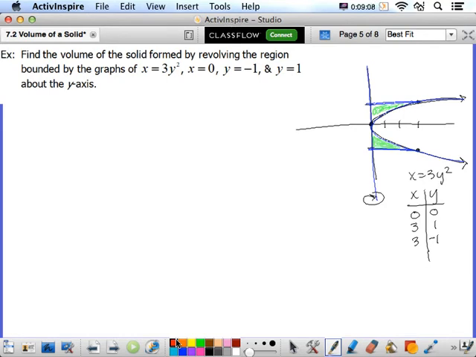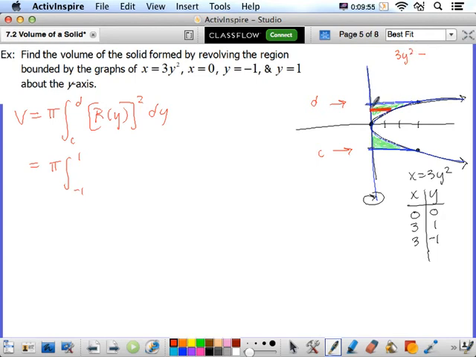Okay, so we're going to set up our formula. V equals pi times the integral from c to d of r of y quantity squared with respect to y. So the volume is pi times, and then notice that the y values where I'm stopping and starting are -1 to +1. So this is your c, this is your d. And then this time your rectangle has to go this way. So your representative rectangle goes this way. So we're going to subtract the two like edges here. So this is our 3y squared right here minus this guy, the top and bottom of our rectangle, which is just 0. And that's going to be your R of y.